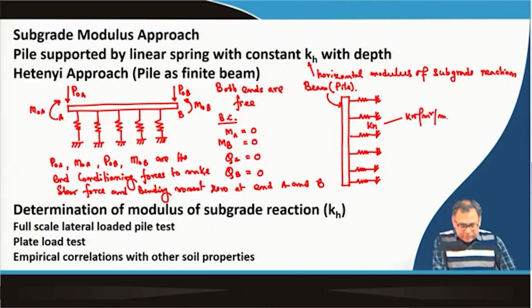Okay. So, the determination of the modulus of subgrade reaction, or subgrade modulus kh, can be done by a full scale lateral loaded pile test. We can do the lateral loaded pile test and determine the kh. We can do the plate load test, or we can use the empirical correlations with other soil properties.